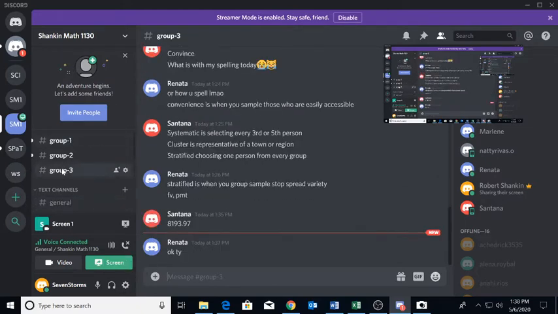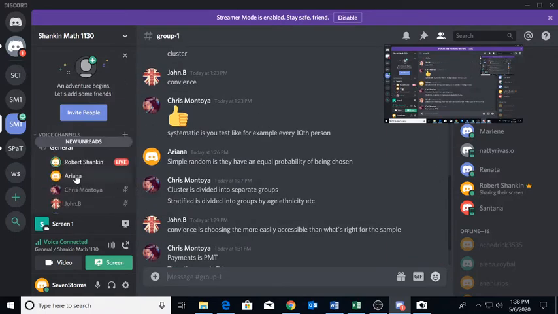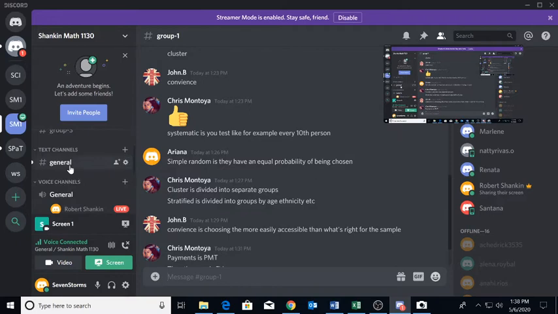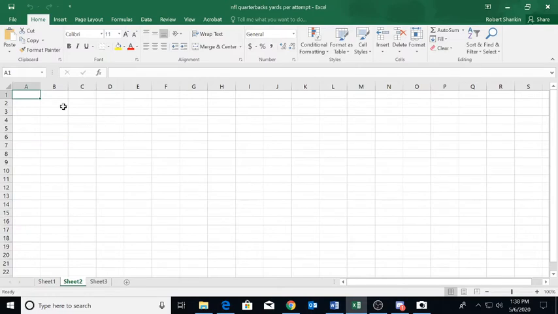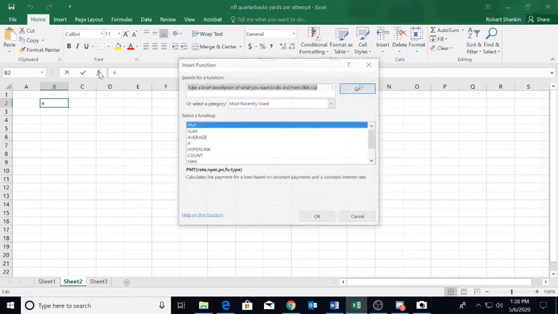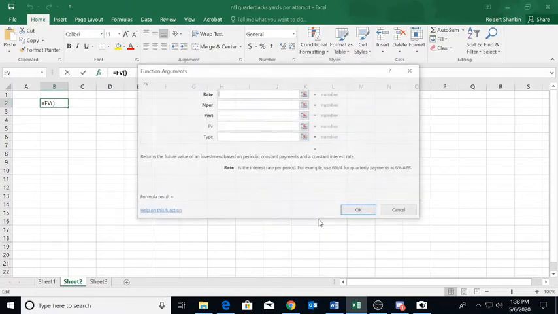All right, well, let's check in real quick again. Let me go to Excel, and let's do the first one. I click on this insert function right here, and I'm going to do the future value, FV, and that shows up down here, and so I'm going to click OK.